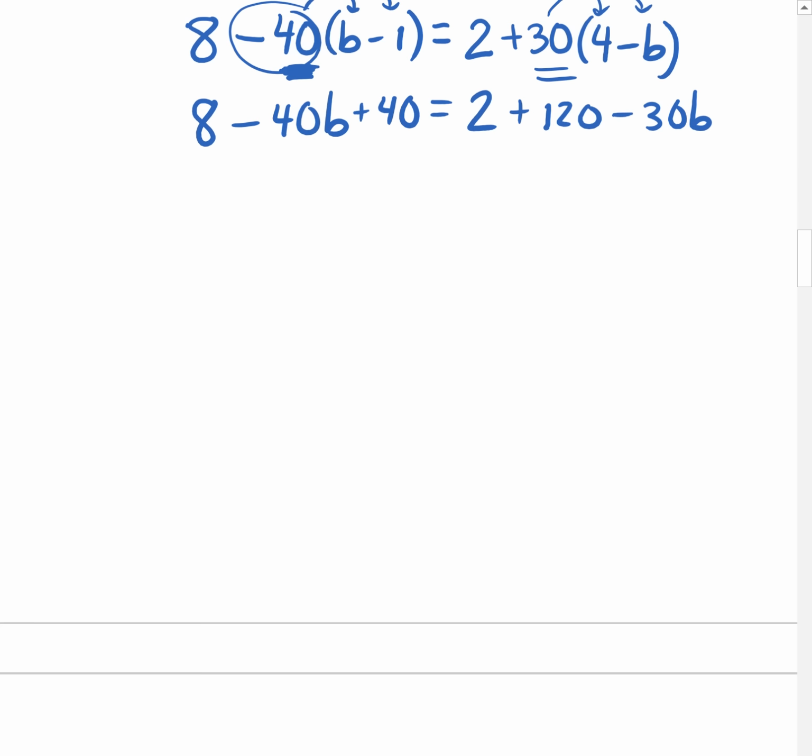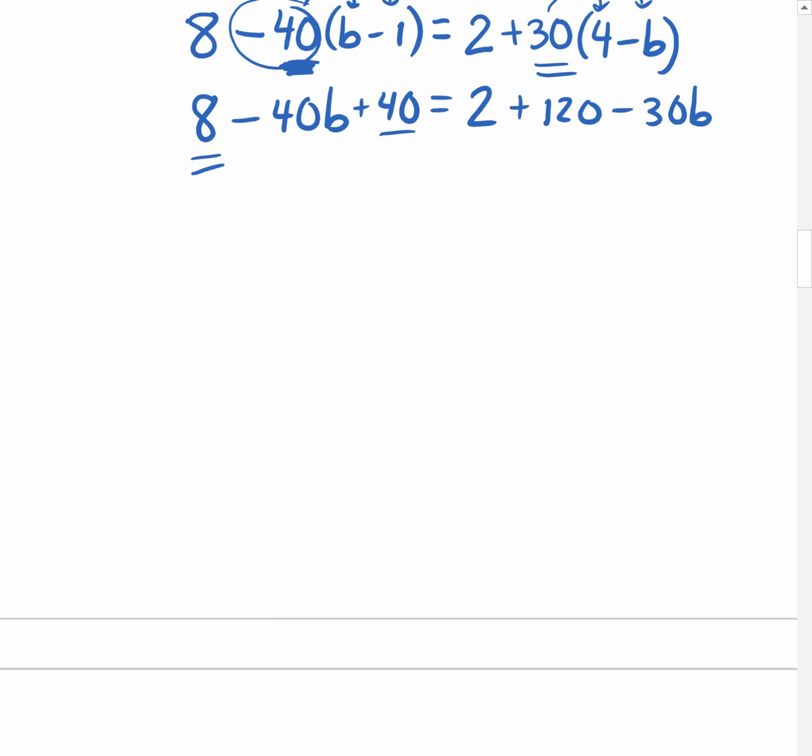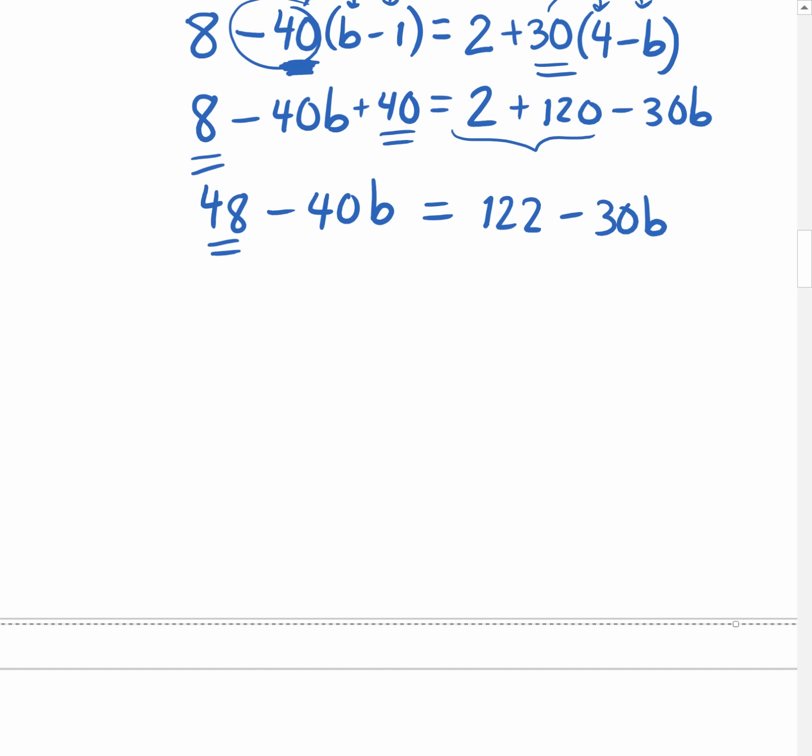Okay, what kind of like terms do I have now? 8 and 40 is 48. And then minus the 40b equals 2 plus 120 is 122. And then minus the 30b. So similar to the last one, now we have to get the variables together. So look at their coefficients. We've got negative 40 and negative 30.